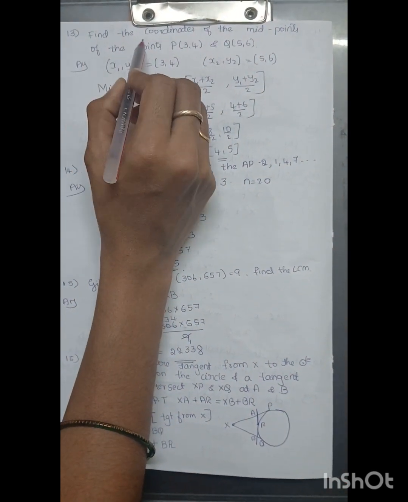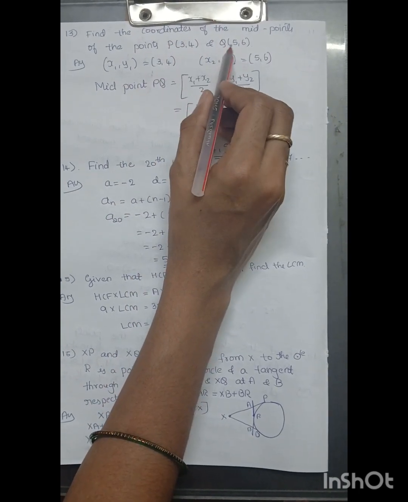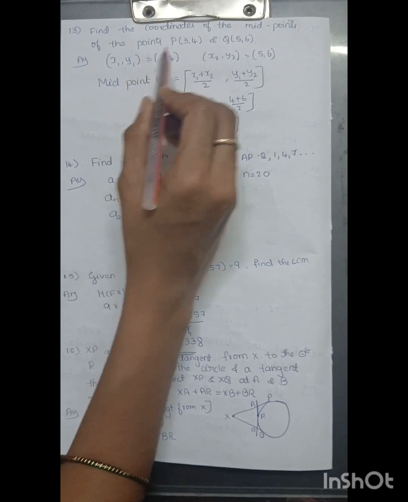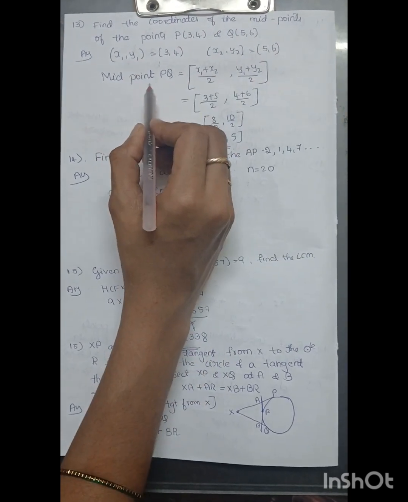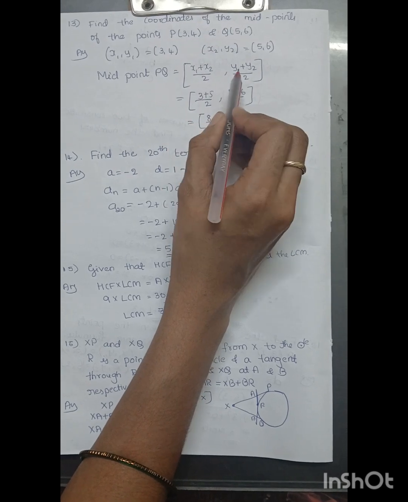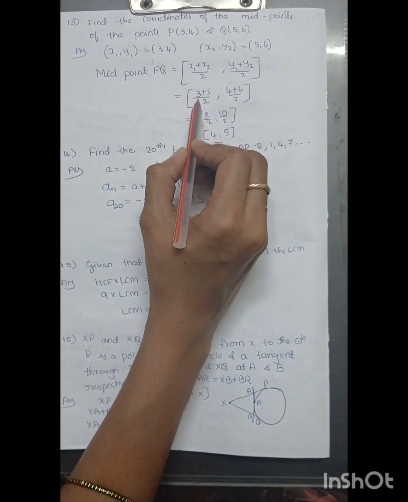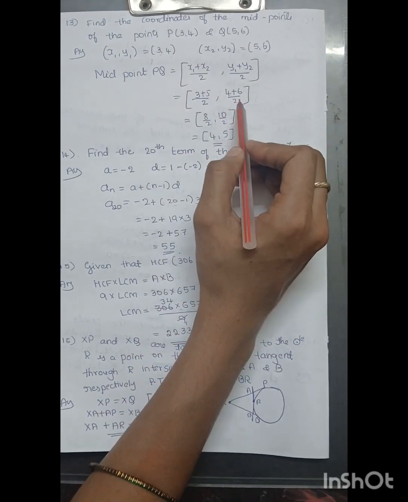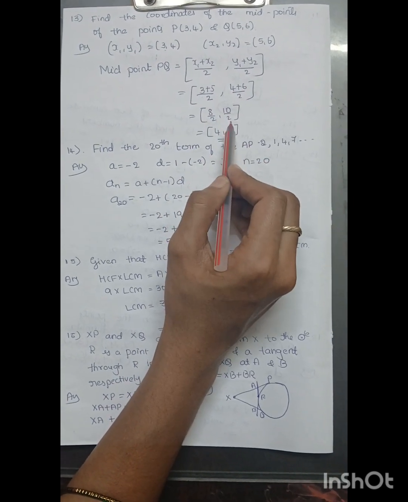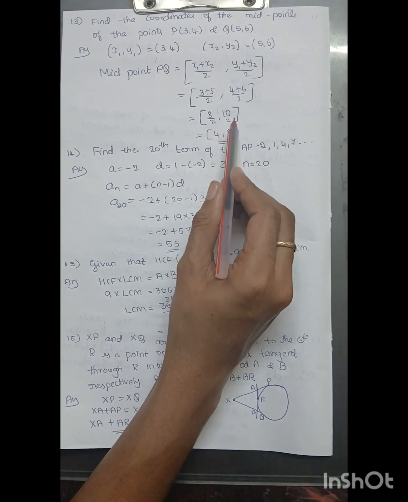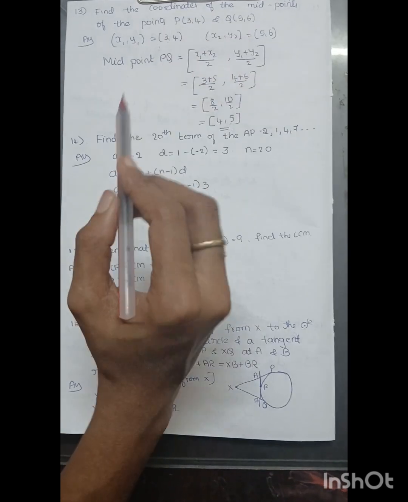13th one, find the coordinates of the midpoint of the points P(3, 4) and Q(5, 6). x1, y1 equal to 3, 4, x2, y2 equal to 5, 6. So the midpoint formula is (x1 plus x2) by 2, (y1 plus y2) by 2. So 3 plus 5 divided by 2, 4 plus 6 divided by 2. 3 plus 5 is 8, 8 by 2. 4 plus 6 is 10 by 2. So 2 4s are 8, 2 5s are 10. 4, 5 is the midpoint of these two coordinates.